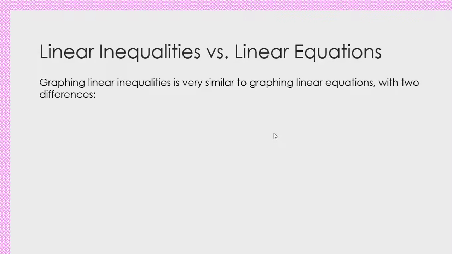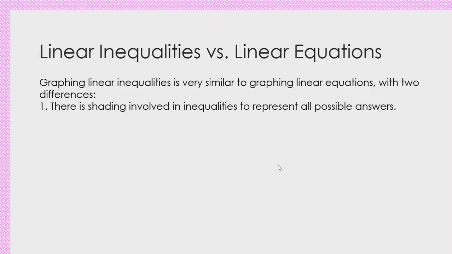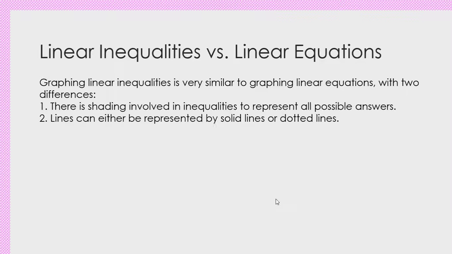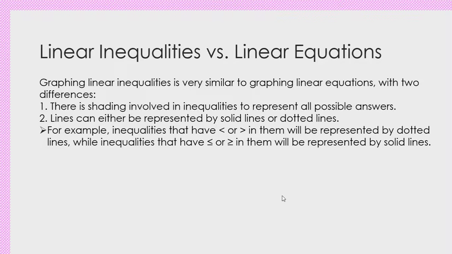Linear inequalities versus linear equations. So graphing linear inequalities is very similar to graphing linear equations with two major differences. The first one is shading. There is shading involved in inequalities to represent all possible answers. Second one is line can either be represented by solid lines or dotted lines. For example, inequalities that have less than or greater than symbol will be represented by dotted lines, whereas inequalities that have less than or equal to, greater than or equal to will be represented by solid lines. You'll see more in the next few slides so you have a better understanding of it.